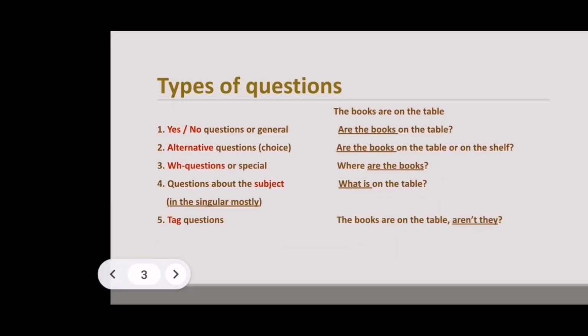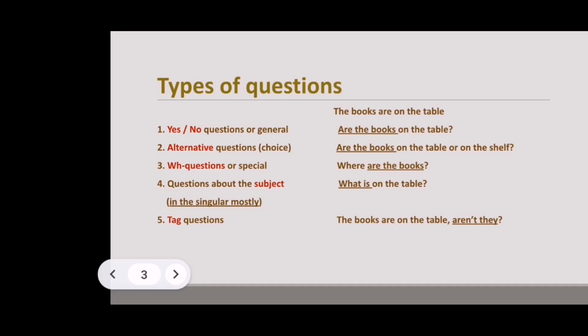There are 5 types of questions: yes-no questions, alternative questions, wh-questions, questions about the subject, and tag questions. Now let's look at the example. The sentence is: the books are on the table. The verb to be is are. Now we know that the verb to be starts the question. Are the books on the table?